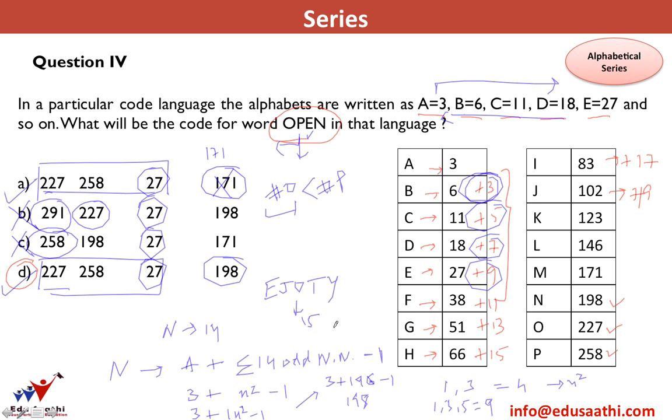So just by finding out what is the code for n, I was easily able to solve this question in just 1 minute. But I have done minus 1 here because I have started from 3. This series starts from 3, but this formula n square counts the series from the first odd natural number, which is 1. That is why I did this minus 1 here.